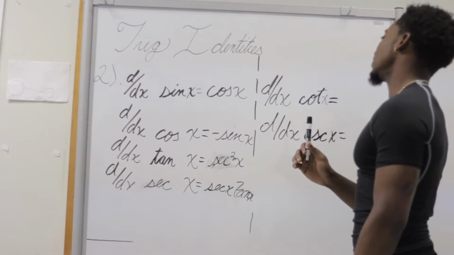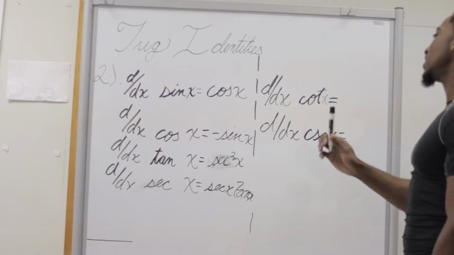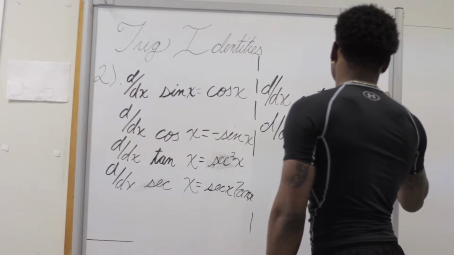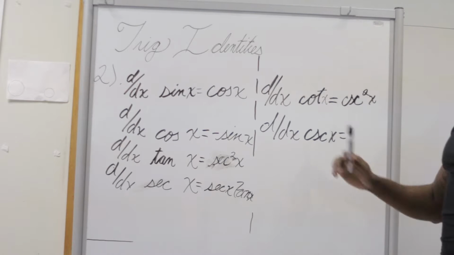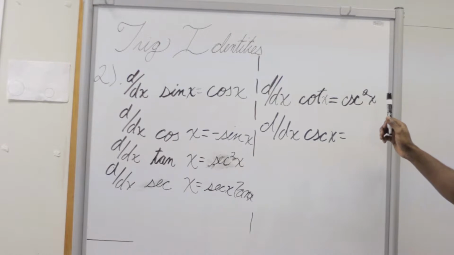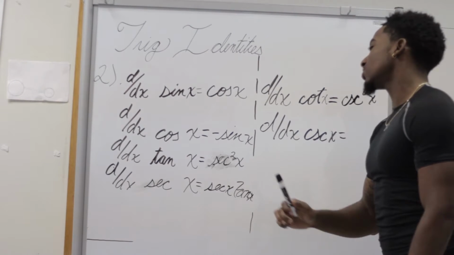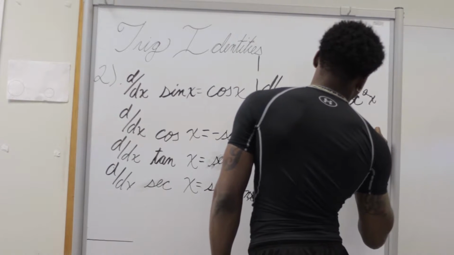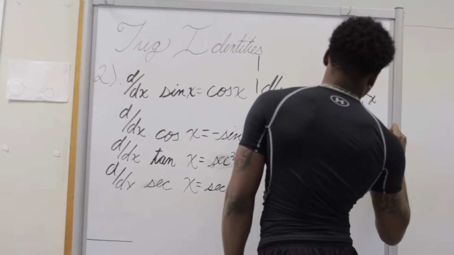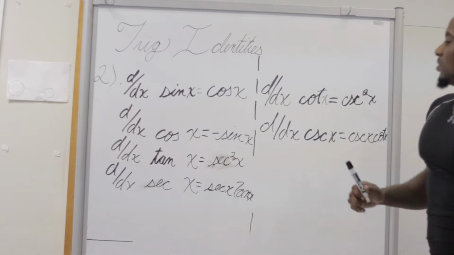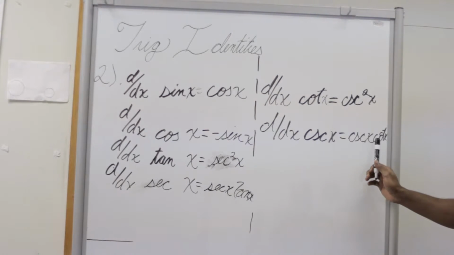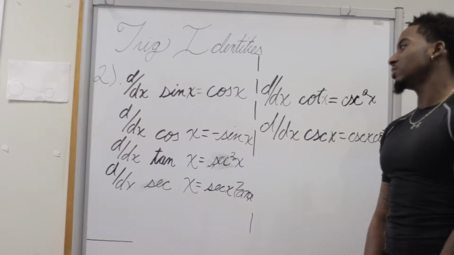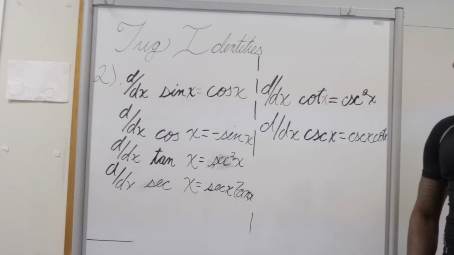After that, we're going to find the last 2 derivatives. The derivative of cotangent is negative cosecant squared x, and then the last derivative is of cosecant x, which is negative cosecant x cotangent x. And these are the 6 trig derivatives that you need to know for the 6 basic trig functions.